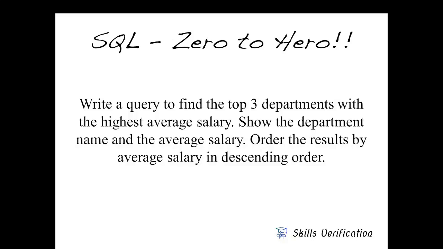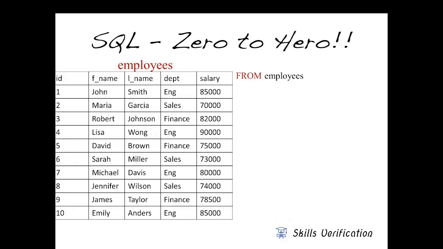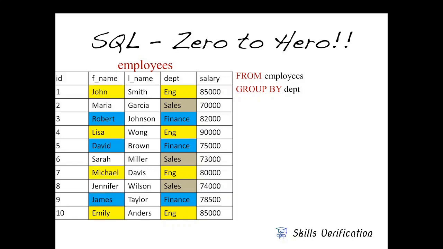You should possibly pause the video, write this question down, and now let's write the query exactly how the database works in its engine. The database starts by identifying the employees table containing all 10 employee records. The database identifies the 3 departments, engineering, sales, and finance, and organizes employees into these groups. John, Lisa, Michael, and Emily in the engineering group, Robert, David, and James in the finance group, and Maria, Sarah, and Jennifer in the sales group.